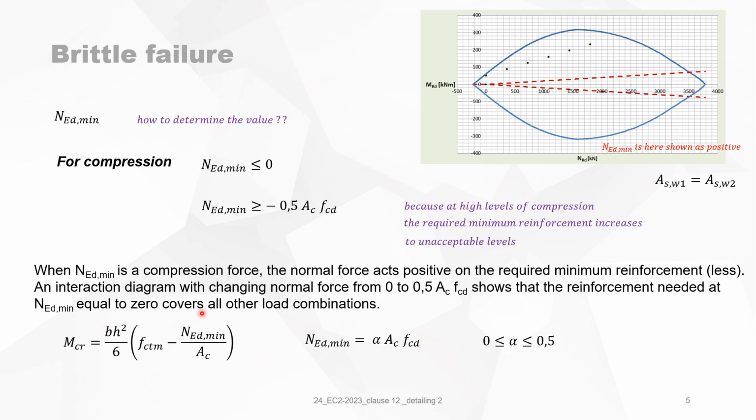It means that the cracking bending moment equals this formula with NED ranging equal to alpha AC FCD, and alpha going from 0 to 0.5. Now we will demonstrate that in an interaction diagram, and we assume symmetrical reinforcement. On this interaction diagram, the x-axis is NRD. In this graph, it's taken positive, but it doesn't matter; it should be negative, of course. It's shown positive on this graph, but this is a compression force, and on the y-axis is the resisting bending moment.